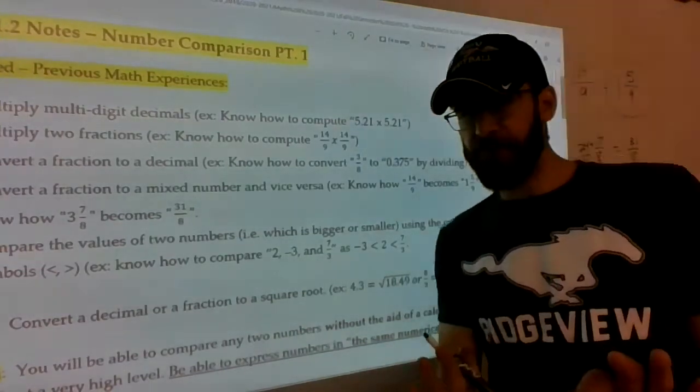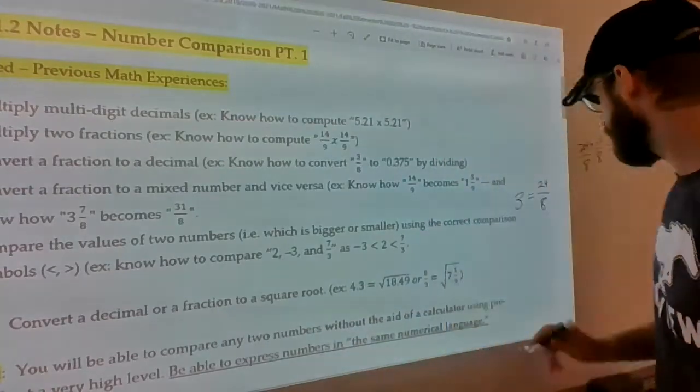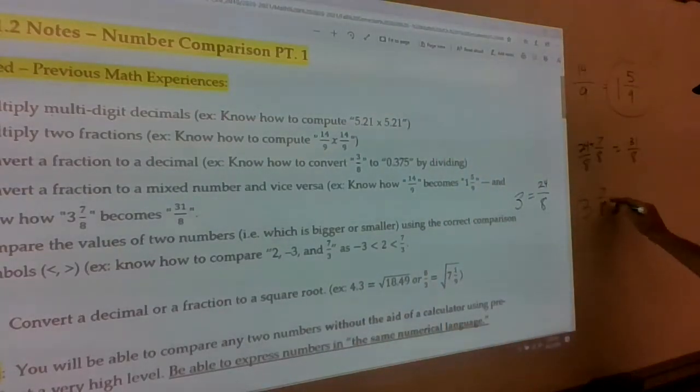So, if that confused you, think of it like this. Big number times bottom, 24, plus the top. Make sure you keep it as 8 on the bottom.